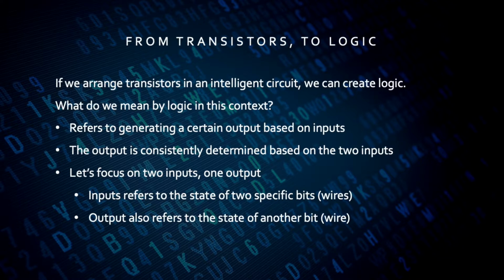Here, the inputs refer to the state of two specific bits. So two specific wires, each of which can have electricity flowing through it or not. And the output also refers to another designated wire that can also have electricity flowing through it or not. And so when we're talking about a circuit being able to perform logical operations, we're saying it gives us the ability to determine the state of the output bit based on the state of the two input bits. I think we're going to be able to understand this really well once we get into drawing the circuit itself.